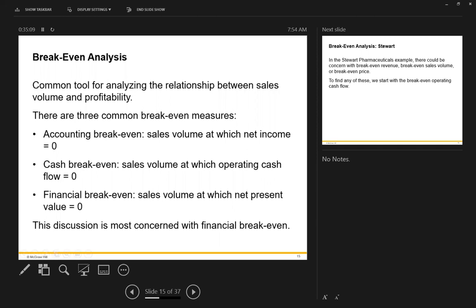Now, break-even analysis. This is a common tool used for analyzing the relationship between sales volume and profitability. And you could think of break-even as how much do we have to sell in order to reach a certain profit or net present value.